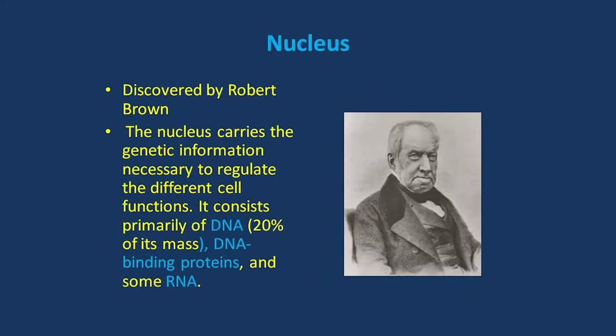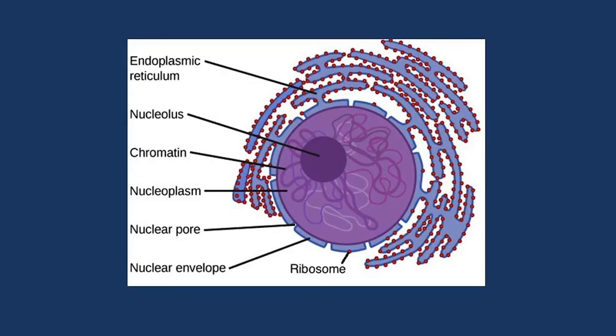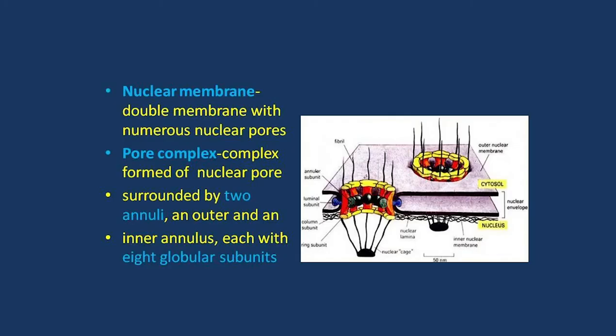Now let us look at the nucleus. Nucleus was discovered by Robert Brown. The nucleus carries the genetic information necessary to regulate the different cell functions. So it is the most important organelle in a cell. It consists primarily of DNA, about 20% of its mass, DNA binding proteins called histones, and some RNA. You can see that the outer membrane of the nucleus, which is the nuclear membrane, is continuous with the endoplasmic reticulum. The nuclear membrane is a double membrane with numerous nuclear pores.